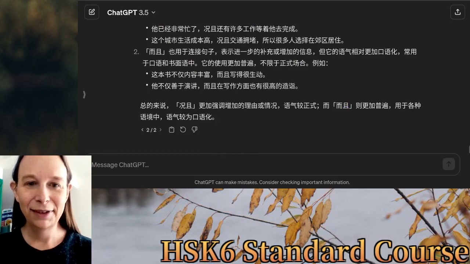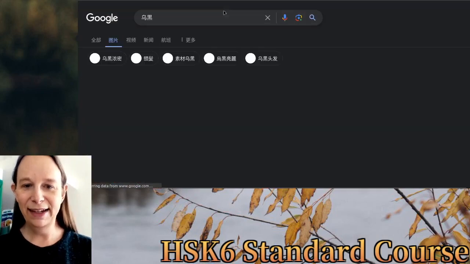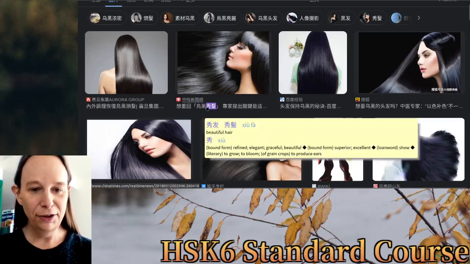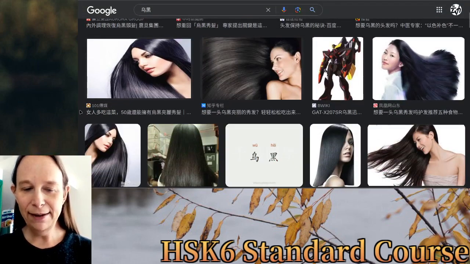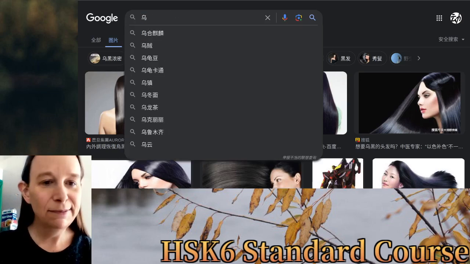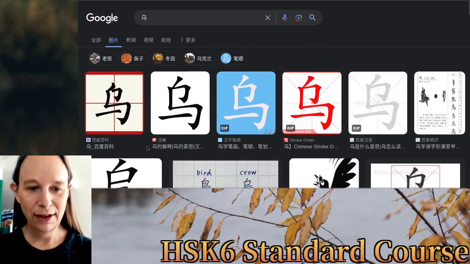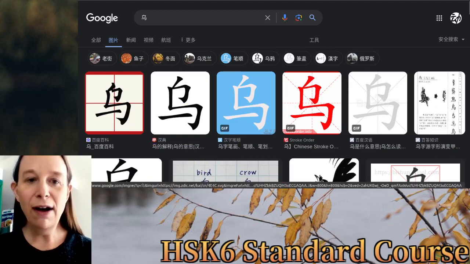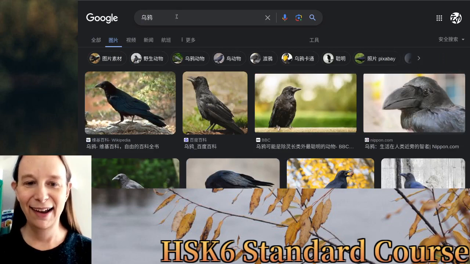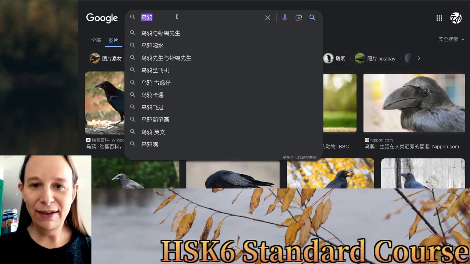I don't know. Maybe it's going to be silly to look up images of 乌黑, but it's going to just give me black. 乌黑, yeah, jet black hair. 乌黑秀发. 乌黑, jet black. So there are other ones like this. 乌 is kind of black. Right. 乌, crow. Oh, 乌鸦. 乌鸦. So crow. There you go. 乌鸦. 乌黑. All right. So what are some other examples?